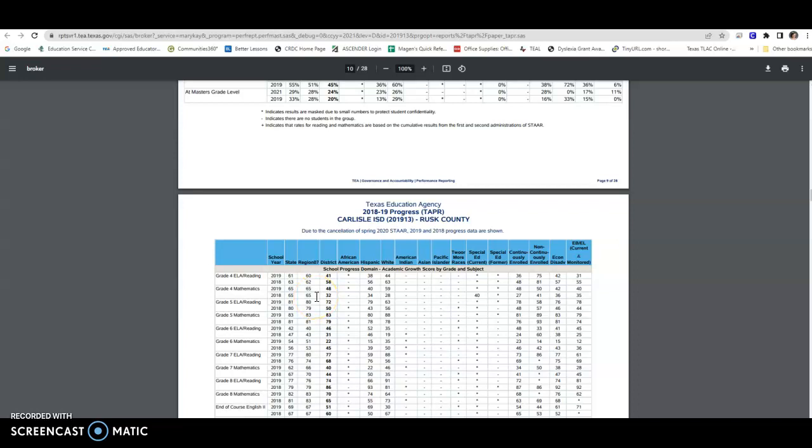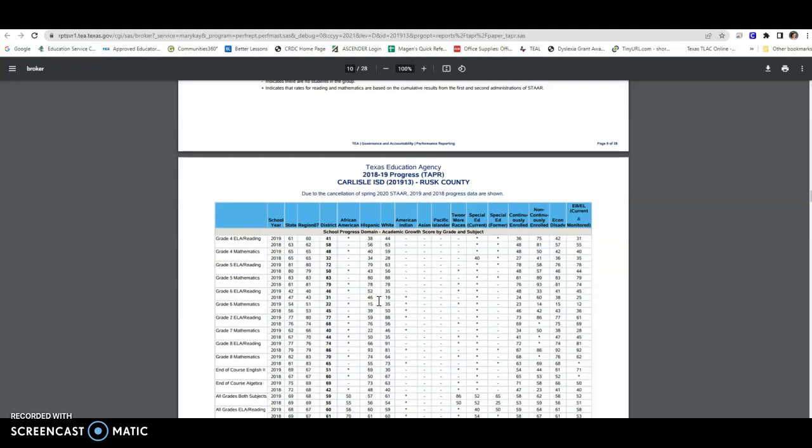deeper into roots. Questions you may consider: why is one subgroup growing faster than the other? Do we have appropriate staff serving special populations? What areas are the weakest? Why is one grade level or content area stronger than the other? So these are some questions that you can use to investigate deeper.